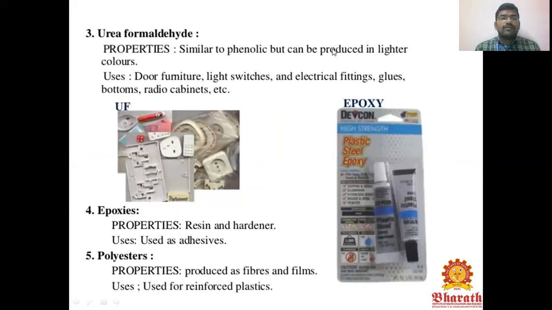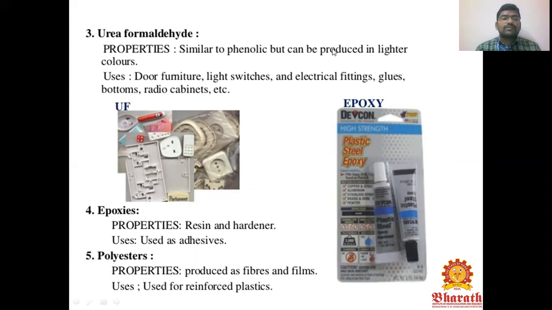Urea formaldehyde. The property is similar to phenolic but it can be produced in lighter colors. Uses: door furniture, light switches, electrical fittings, gloves and buttons, and radio cabinets, etc. There are different electrical items you are using for the urea formaldehyde polymers. The epoxies: the properties are resin and hardener, used as an additive material for the epoxies.